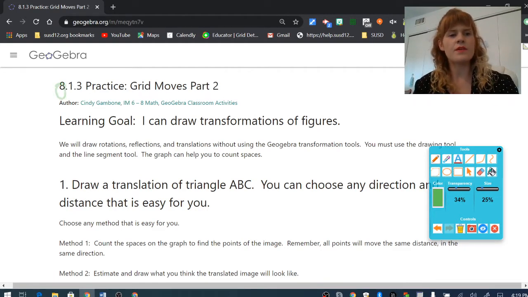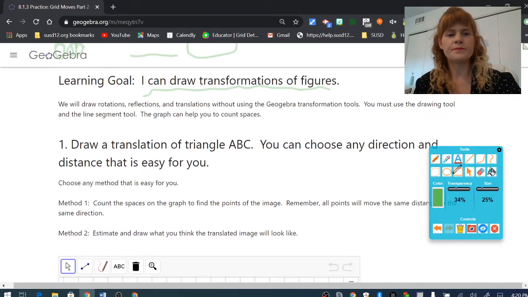8th grade math, unit 1, lesson 3. It's called grid moves and this is video 2. Your learning goal is to be able to say, I can draw transformations of figures.